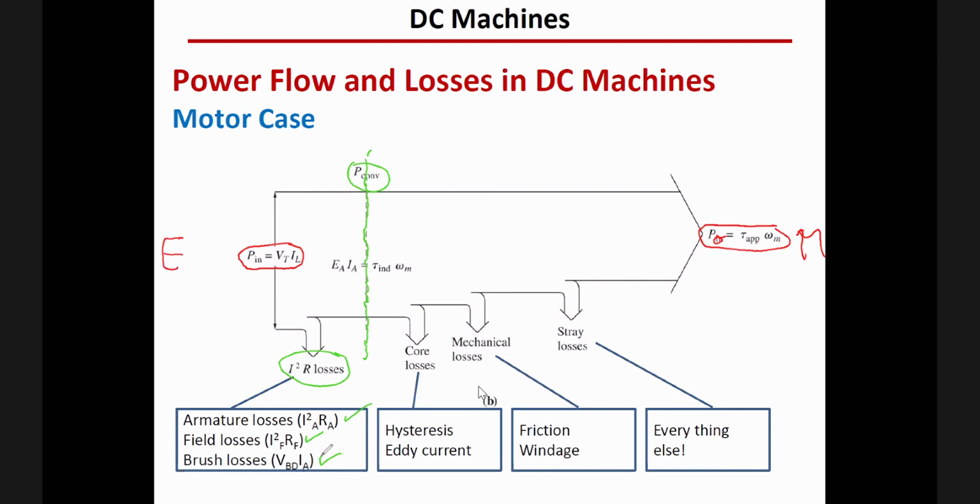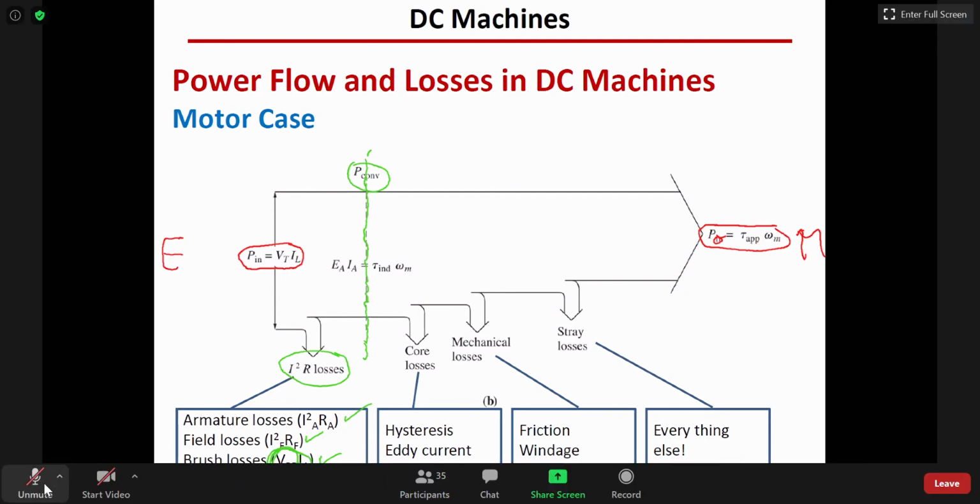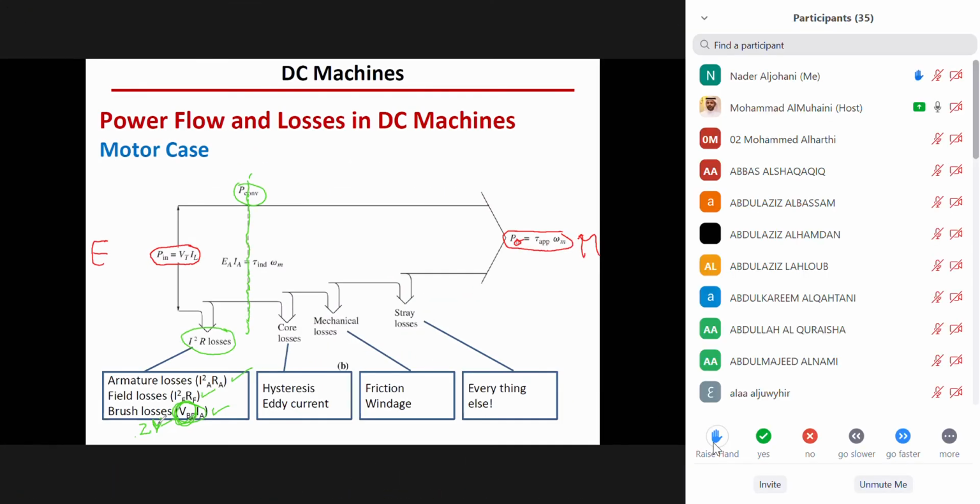So the losses because of the brushes equal the voltage drop of the brushes multiplied by the current in the brushes, or the armature current. So how much is this V_BD, which is the voltage lost because of the brushes? Well, the rule of thumb is that it's equal to 2 volts. Okay? This is an estimation. Of course, more poles, more voltage dropped. But again, as I mentioned, usually it is approximated to be 2 volts. Yes, Nader?